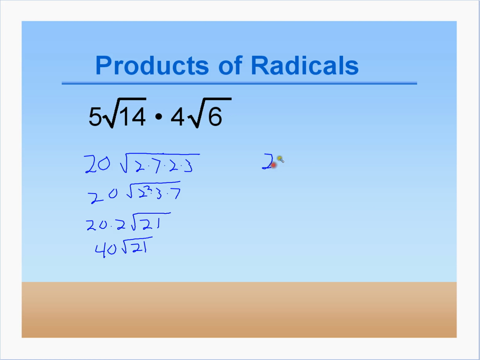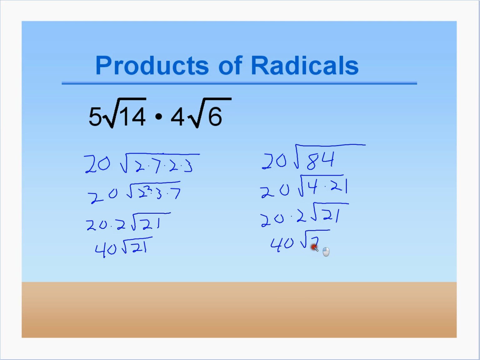We could have multiplied these together. So 5 times 4 is 20. 14 times 6 is 84. And then we could have tried to think of, well, what's the largest perfect square that goes into that? 4 does. I don't believe 16 does. So we can say, well, that's the square root of 4 times the square root of 21. And we know the square root of 4 is 2. So we get 2 times the square root of 21, the same thing. So that's another way to look through that one.